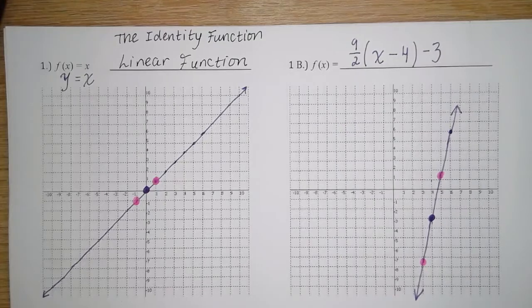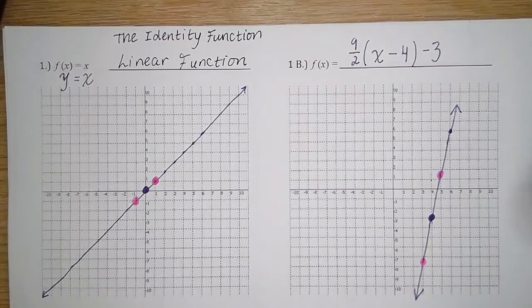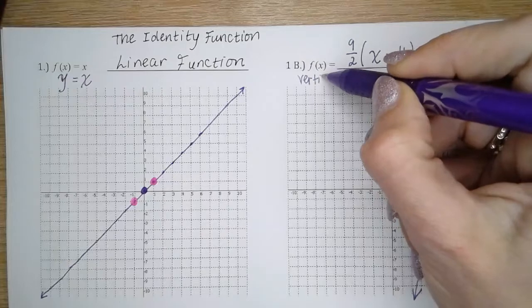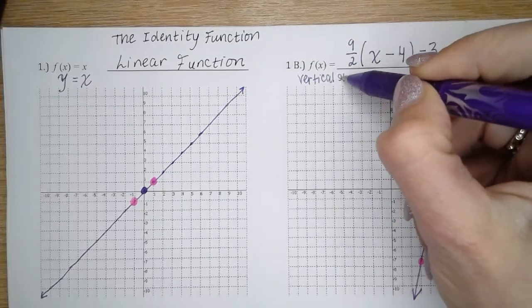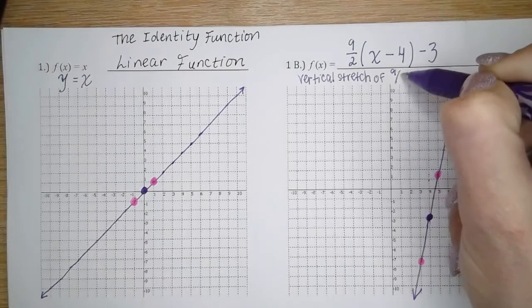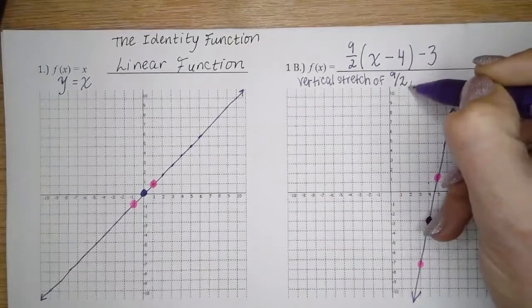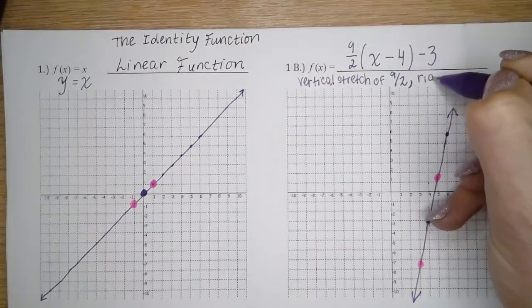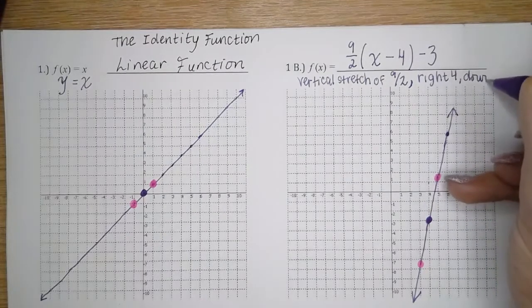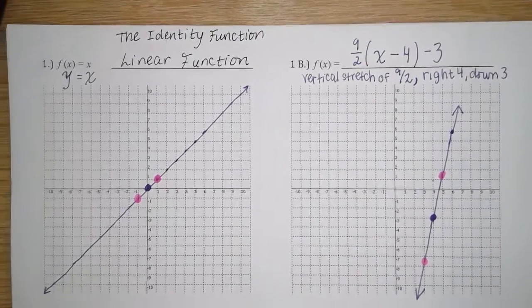So here are my 2 examples. If I were asked to describe the transformations here, you might say something like a vertical stretch of 9 over 2. If the number is negative, you never include it in your stretch or compression. The negative is a reflection. Right 4, down 3. So that's how you would describe your transformations, but let's just keep it moving.